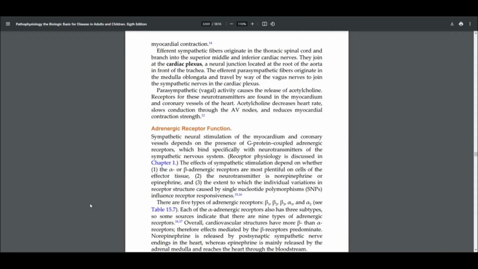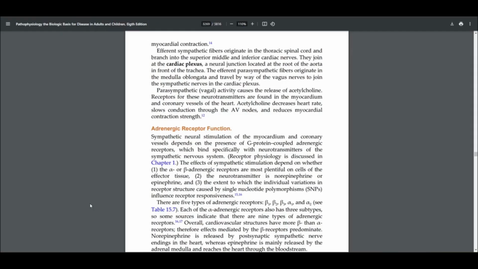Efferent sympathetic fibers originate in the thoracic spinal cord and branch into the superior, middle, and inferior cardiac nerves. They join at the cardiac plexus, a neural junction located at the root of the aorta, in front of the trachea. The afferent parasympathetic fibers originate in the medulla oblongata and travel by way of the vagal nerve to join the sympathetic nerves in the cardiac plexus.